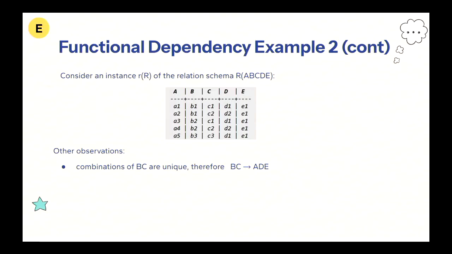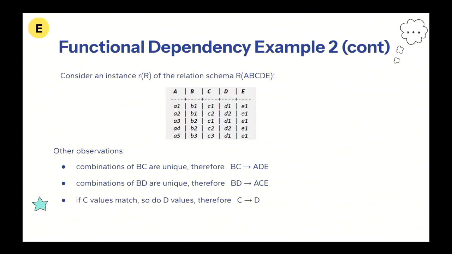For example, since the combinations of B and C are unique, we can use B and C to determine the rest of the values. The combinations of B and D are also unique. Therefore, we can use the combinations to determine A, C, and E. And they don't have to be unique to determine other values, since if C values match, D values will also match in this table.